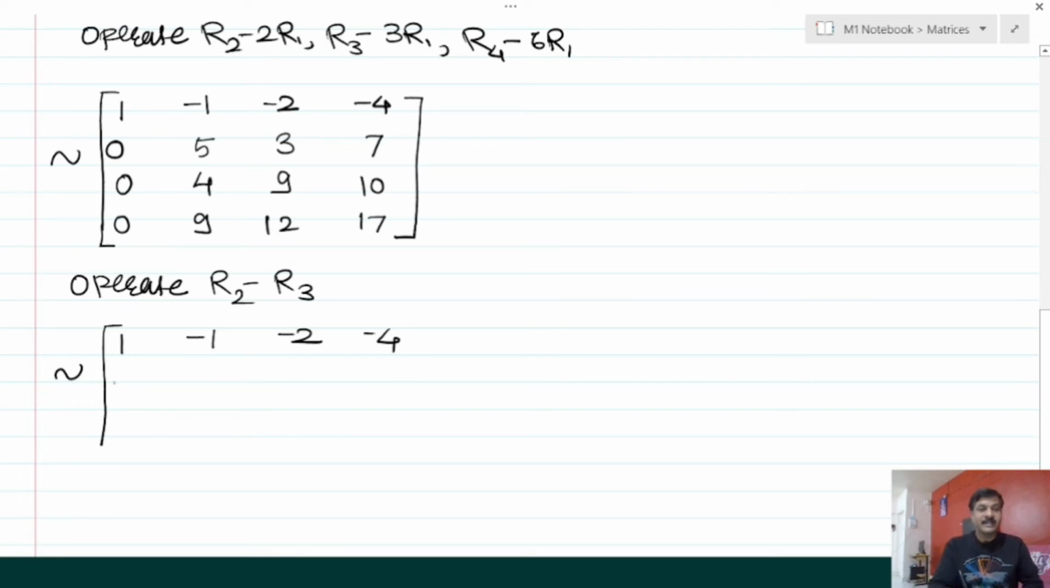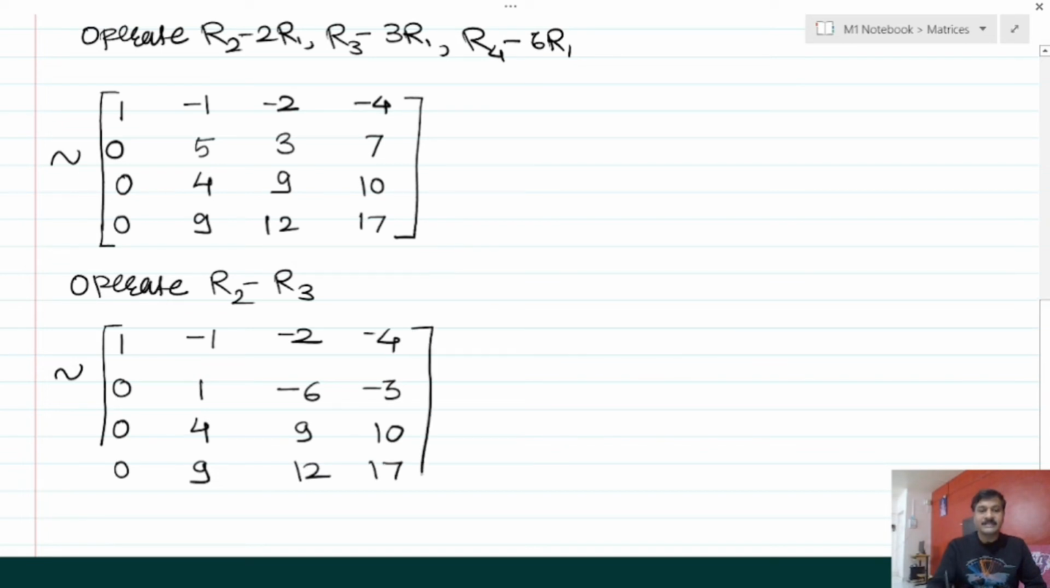So what we get here? 0. Then 5 minus 4, it is 1. 3 minus 9, it is minus 6. 7 minus 10, minus 3. Remaining rows as it is. So 0, 4, 9 and 10. Last 0, 9, 12 and 17.